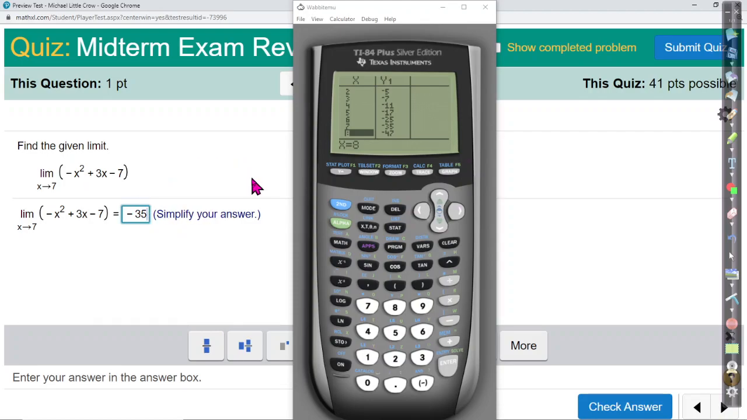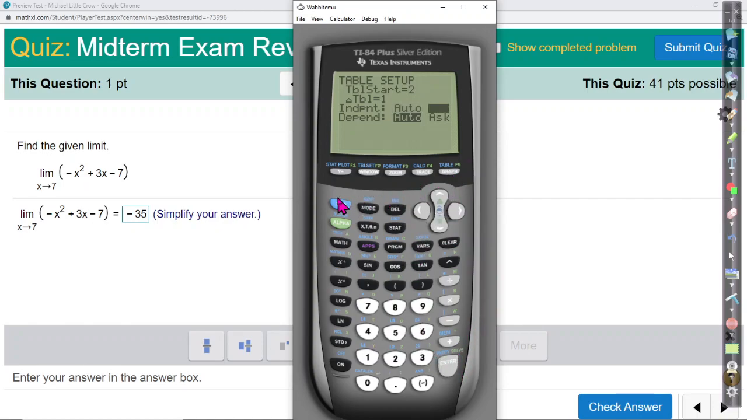Just to emphasize, what we can also do is go second table set and change it to ask. And watch, I'm just going to see if that's really what's happening as I get close. Again, we could look at the graph, but as I get close to 7, so if I'm at 6.9, notice I'm pretty close to negative 35. Again, you could just kind of start sneaking up on it, get it a little bit closer. That's getting pretty close. If I put 7, I'm going to be exactly at negative 35.